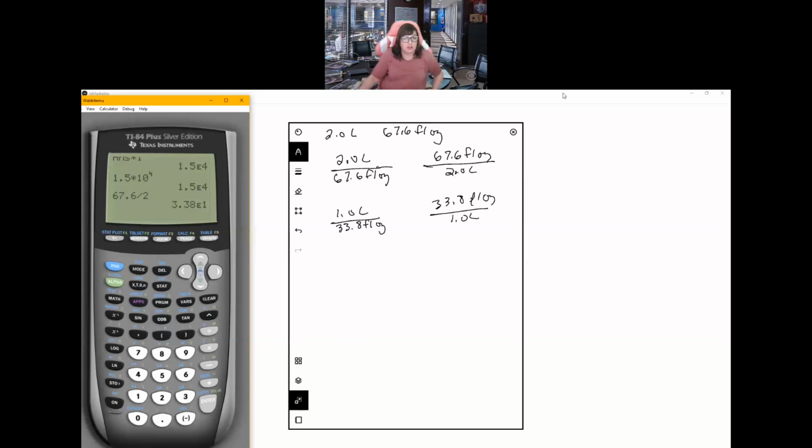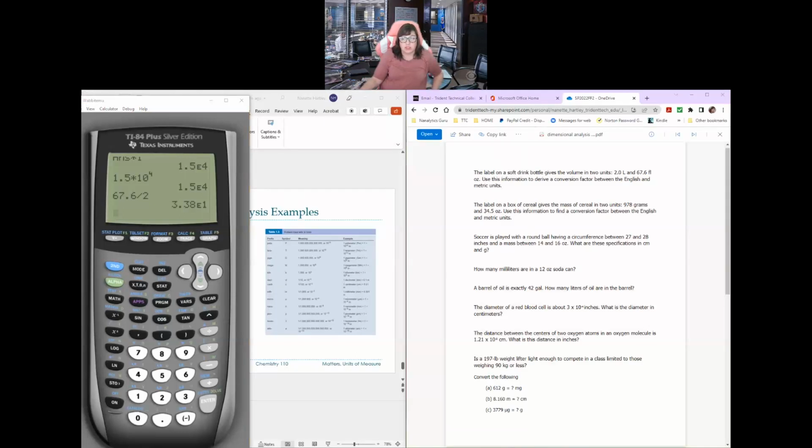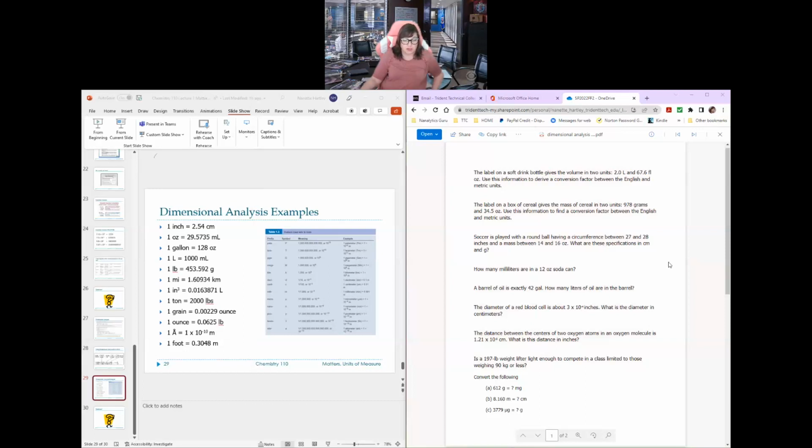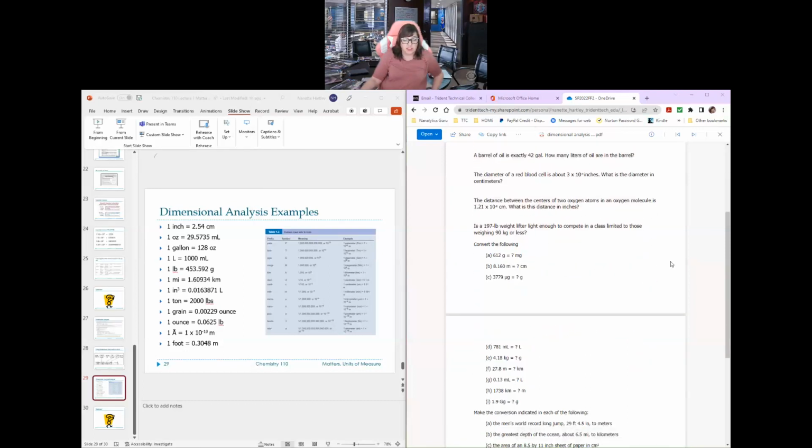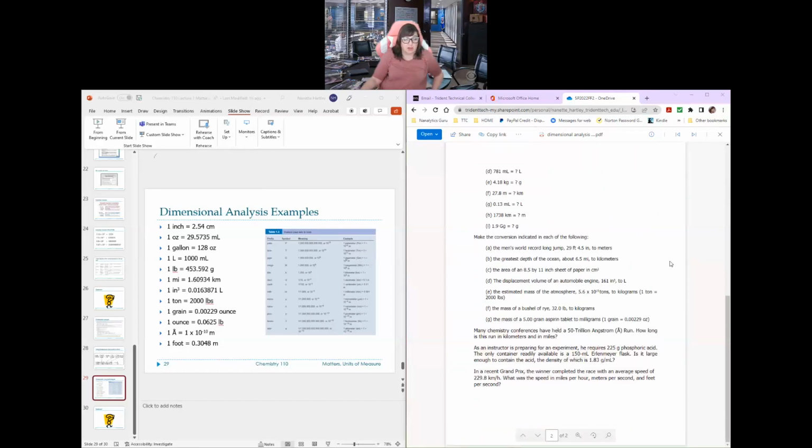Now, is that the only thing I need to do? No. Is it the most interesting thing I need to do? Maybe. Let's talk about a couple of other things. And let's go one of the big ugly ones at the end. In a recent Grand Prix, this is the last one, the winner completed the race with an average speed of 229.8 kilometers per hour.